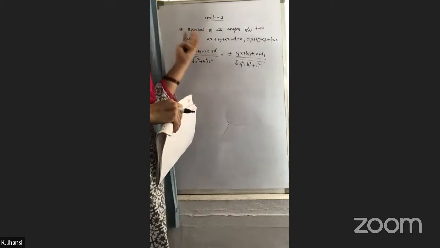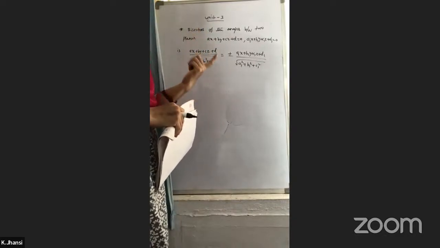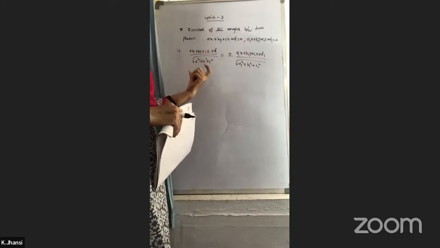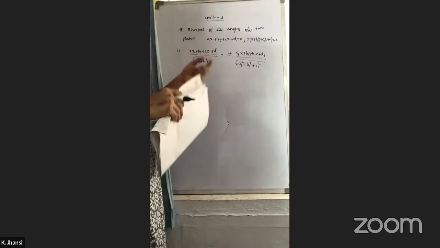From any of these two equations, if you find the angle between the planes, then you may get the acute angle or you may get the obtuse angle. So that is the procedure for finding this problem.